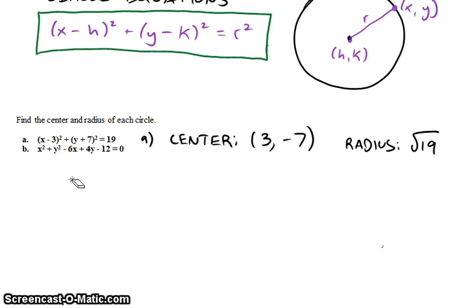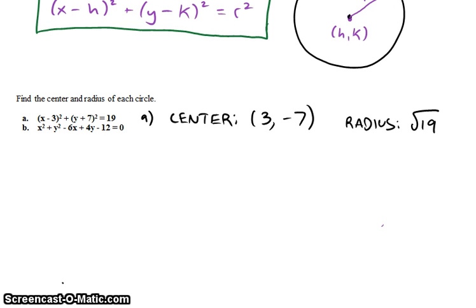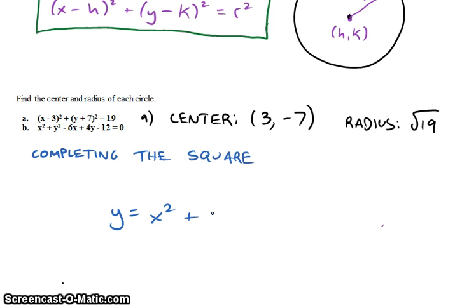So the process we're going to use to do this is a process that we dealt with earlier this year when we were dealing with parabolas. It's called completing the square. You saw this earlier in the year dealing with quadratics. So for instance, here's a quadratic. y equals x squared plus 6x plus 10, something like this.